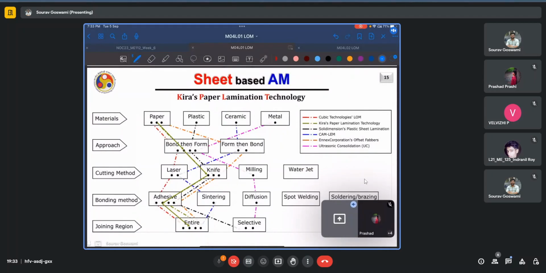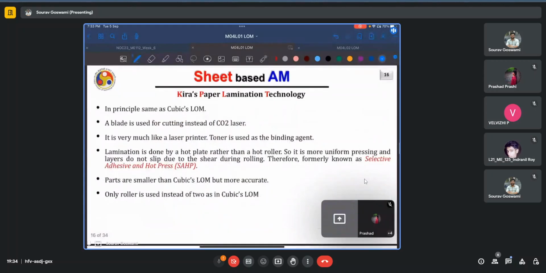The next technology which we will look at today is the Kira's paper lamination technology, which uses again paper as a raw material, and the approach is also bond and form. However, rather than using a laser, it only uses a simple knife as the cutting method. This reduces cost and complexity further. The bonding method is again adhesive and the entire region is joined. So most of the working principle would of course be similar to the laminated object manufacturing. And the primary difference being that we have a mechanical blade here which is cutting instead of a CO2 laser.